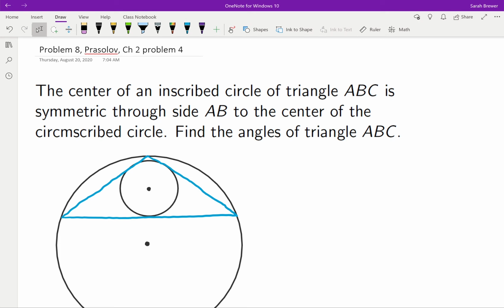So this one is probably one of the trickiest ones so far because it's going to require us to recall quite a few things that you maybe didn't see in your old high school geometry class. So what we have here is a triangle ABC.